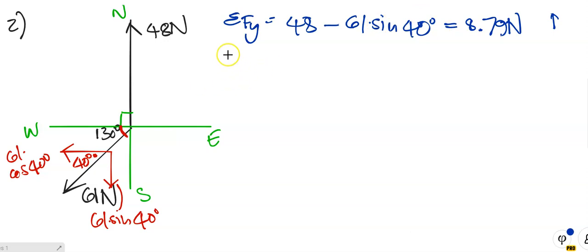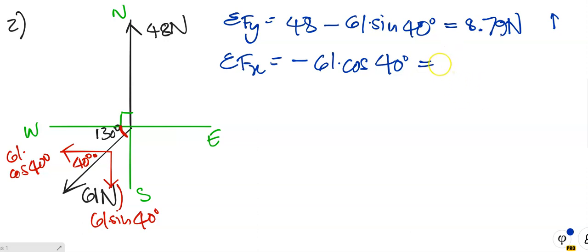Okay. Right, I'm summing horizontals. The sum of horizontals is equal to, how many horizontal forces do we have acting? We've got only that one there. So it's minus. Why is it minus? Because it's going horizontally to the left. So it's minus 61 cos 40, which is equal to minus 46.73 newtons. And what does the minus sign mean? It means the net or the resultant horizontal force is going that way.